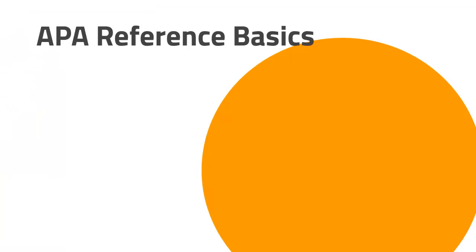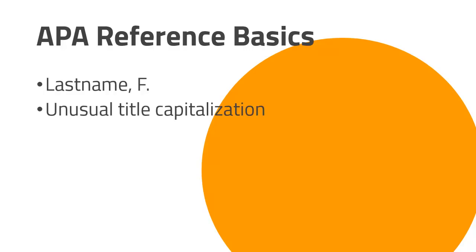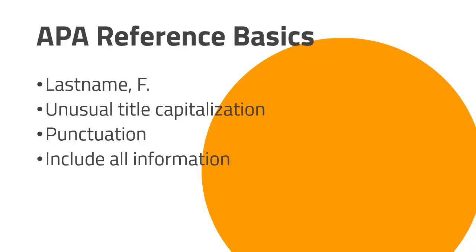This was just a brief introduction to a few APA reference basics. In general, when you're writing your reference list, remember to always include the author's last name and first initial, to check how the title is capitalized, remembering that books, chapters, articles, and web pages all follow that unusual capitalization pattern. Remember to double check your punctuation, making sure you have all of your required periods, commas, and colons. And finally, make sure you aren't missing any important information that would help your reader locate the source that you used.